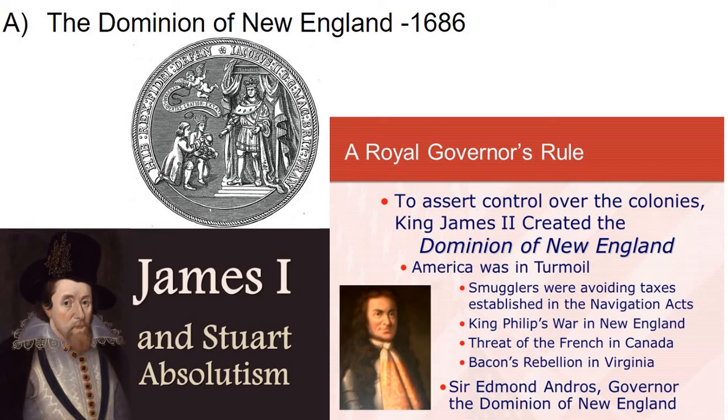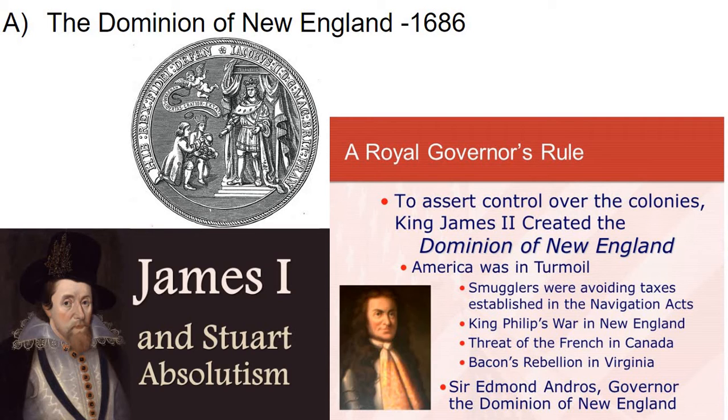When James II came to power, he went back to a lot of the philosophies of his father, the whole idea of absolutism. This is during Restoration England, in between Oliver Cromwell's Protectorate and then eventually the Glorious Revolution. James decided that he wanted to have more direct control over the colonies, and so he created this political thing called the Dominion of New England.